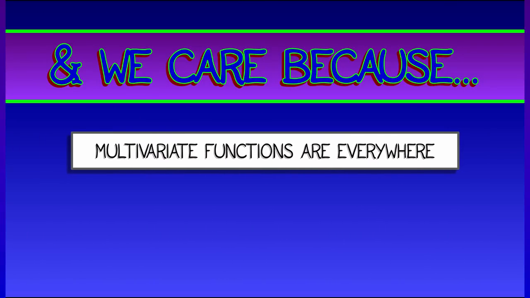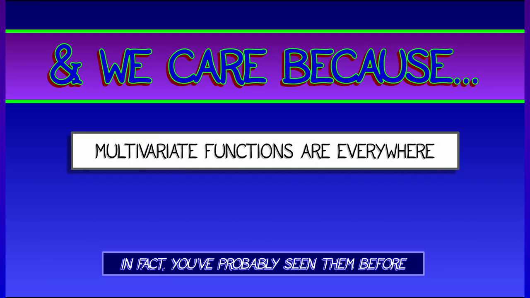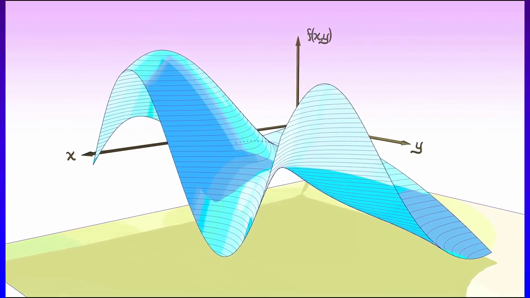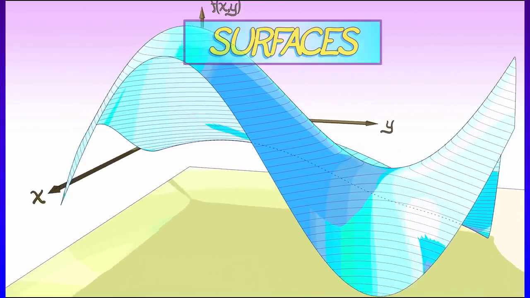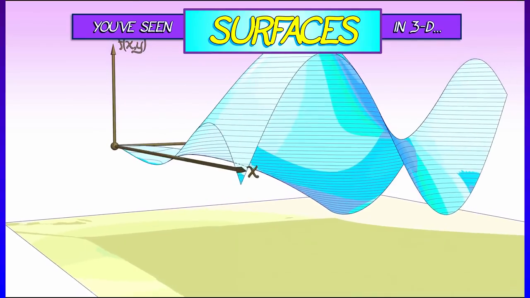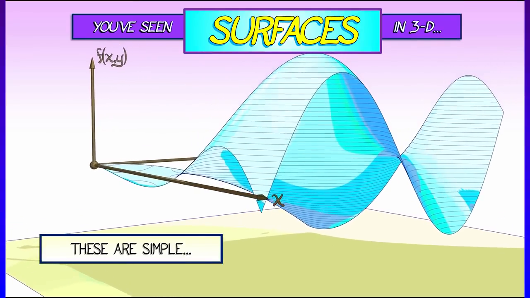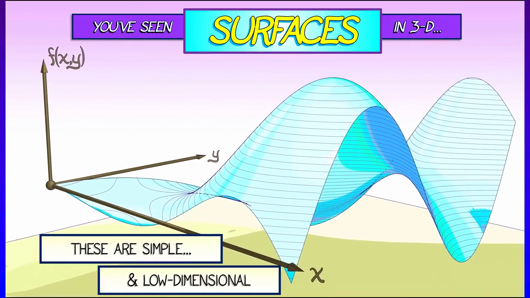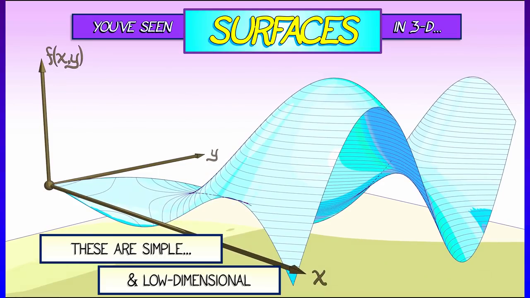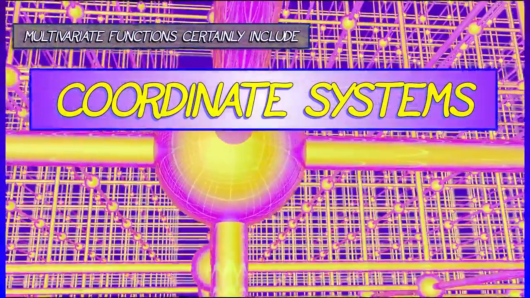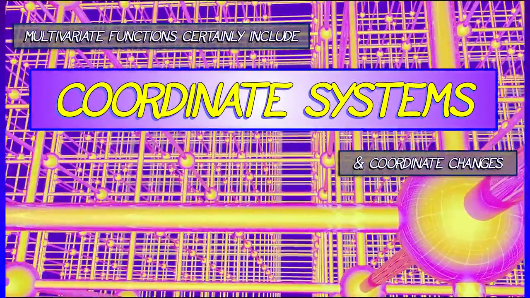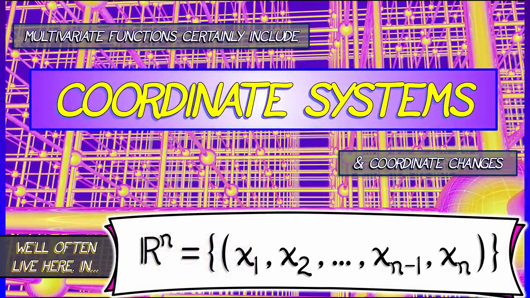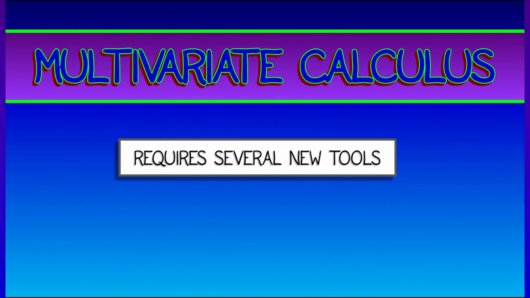Why do we care about that? Well, we care because multivariate functions are really everywhere. In fact, if you look around, you're going to see them all over the place. One of the simplest examples comes from surfaces, graphs of functions with, say, 2 inputs and 1 output. Now, these are simple. They're low-dimensional. You can draw pictures and see what's happening. But that's not all. We're going to see lots of examples of multivariate functions in coordinate systems and coordinate changes, where we're working often not in 2D or 3D, but in arbitrary dimensions.